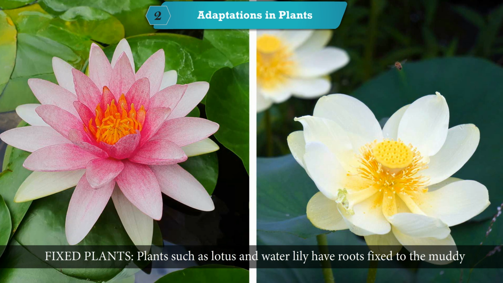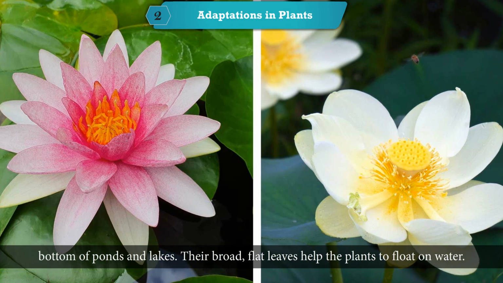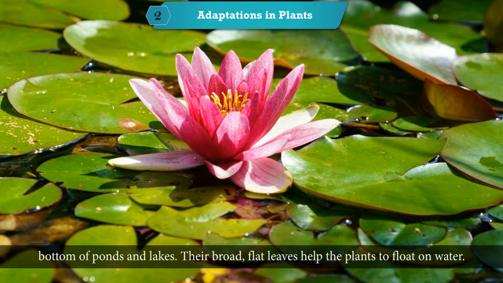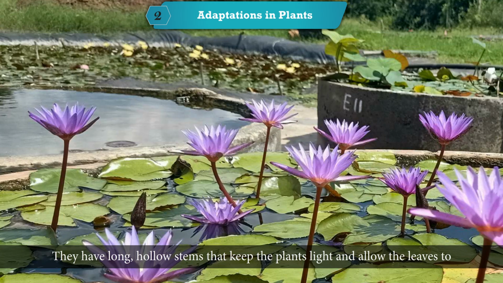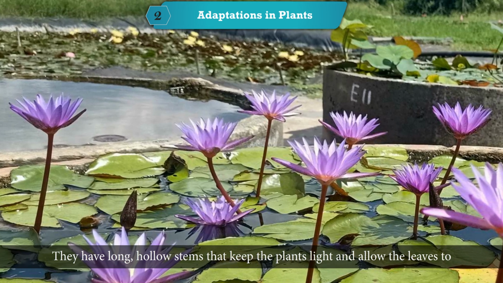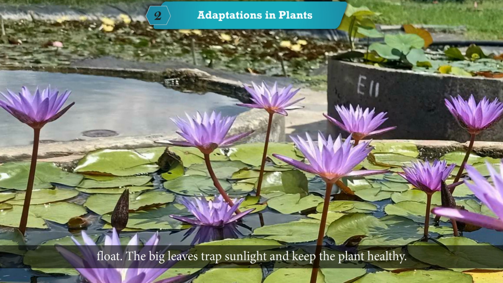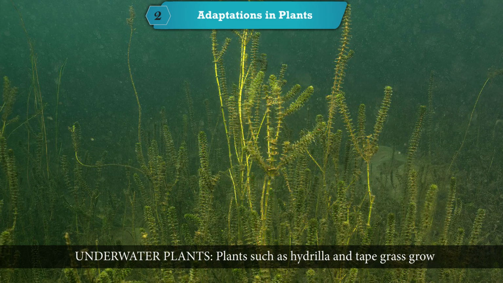Fixed plants. Plants such as lotus and water lily have roots fixed to the muddy bottom of ponds and lakes. Their broad, flat leaves help the plants to float on water. They have long, hollow stems that keep the plants light and allow the leaves to float. The big leaves trap sunlight and keep the plant healthy.